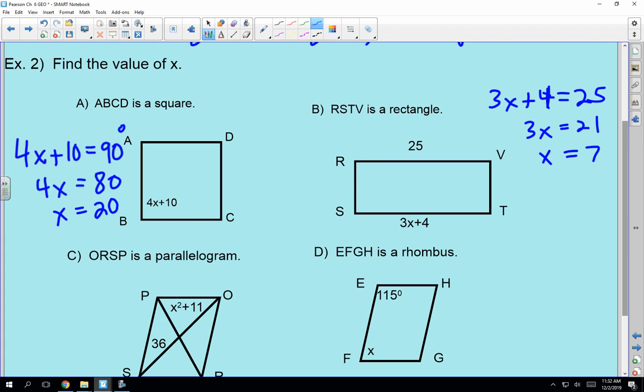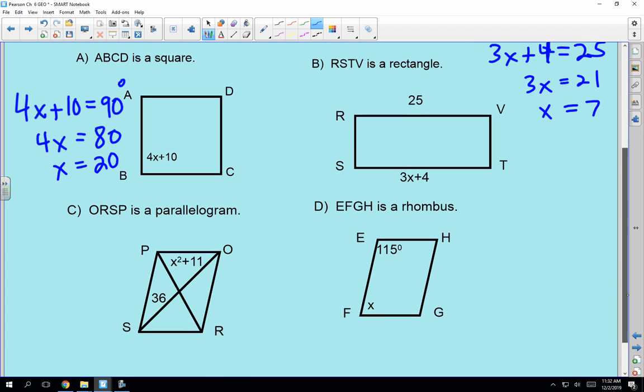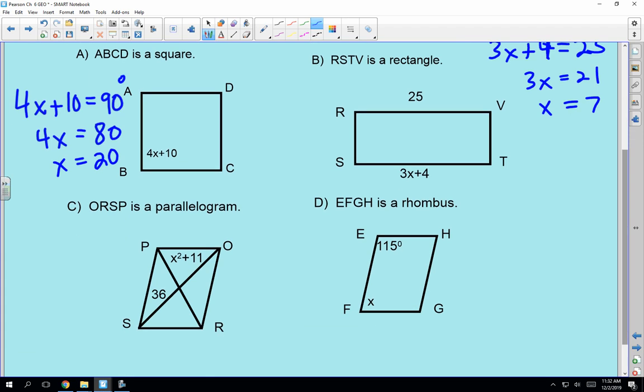All right, A, B, C. Looking at C, the figure is a parallelogram. The x squared plus 11, I'm thinking, is this piece right here. And then the 36 is this piece. So the fact that it's a parallelogram means those have to be equal. So x squared plus 11 equals 36.